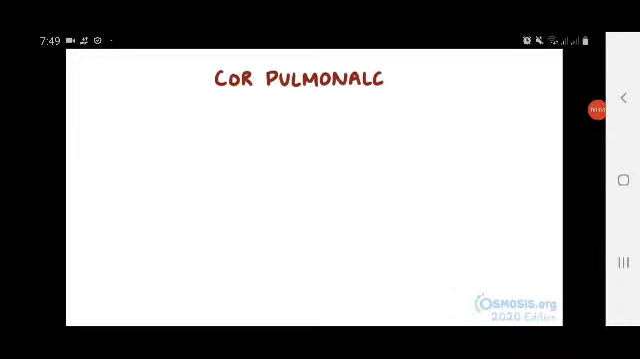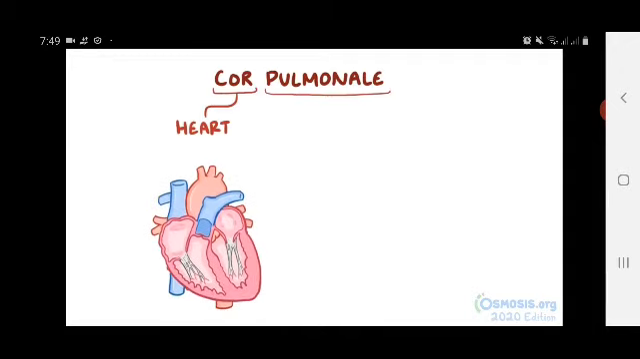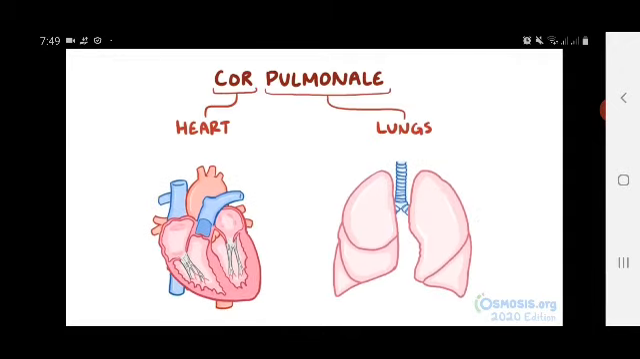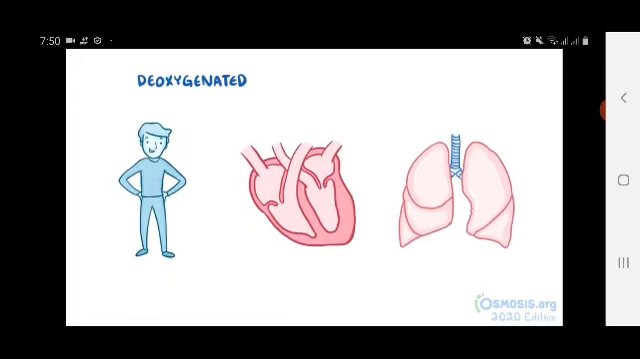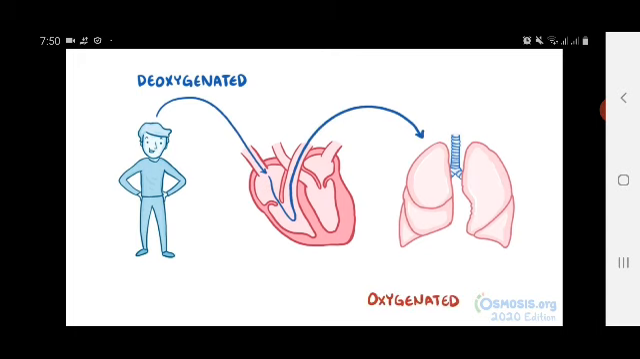With cor pulmonale, cor is Latin for heart, and pulmonale is Latin for lungs. Cor pulmonale, then, is a relationship between the two, and it's when a disorder of the lungs causes dysfunction of the heart. Normally, deoxygenated venous blood from the body goes into the right atrium of the heart. From there, it goes into the right ventricle and gets pumped into the lungs, where it gets reoxygenated as it goes through the pulmonary circulation.